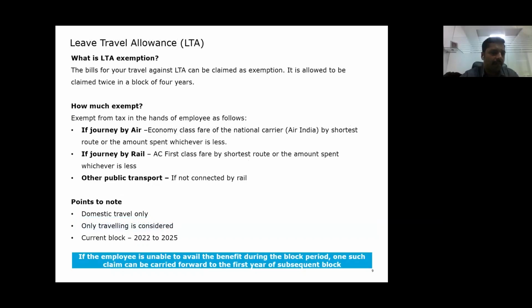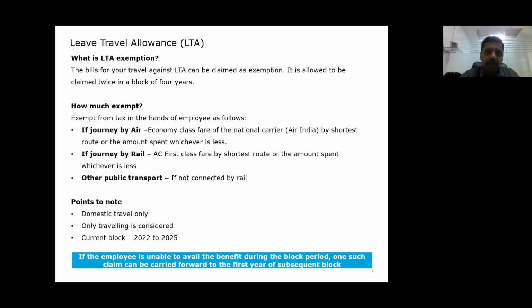Then comes leave travel allowance, LTA. So what is LTA exemption? It's basically the deduction or the exemption provided for the travel made to your native or to any other place within India. It is allowed to be claimed twice in a block of 4 calendar years.